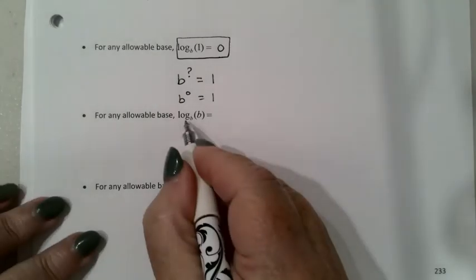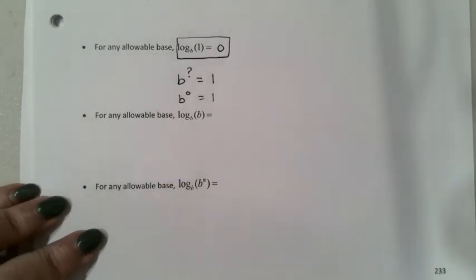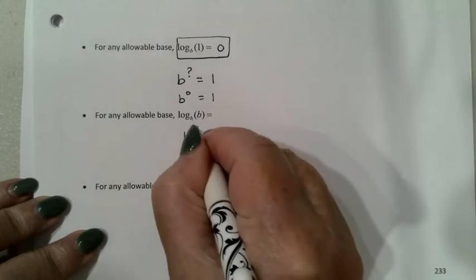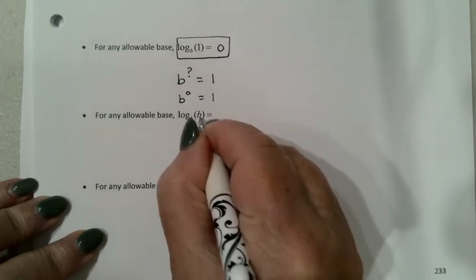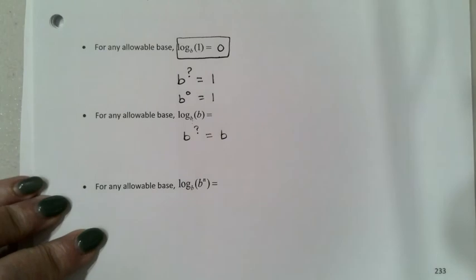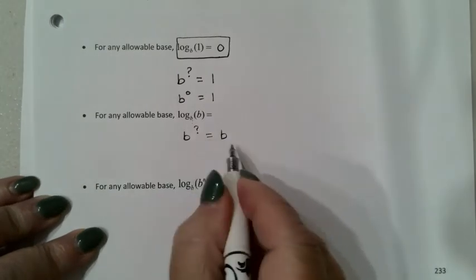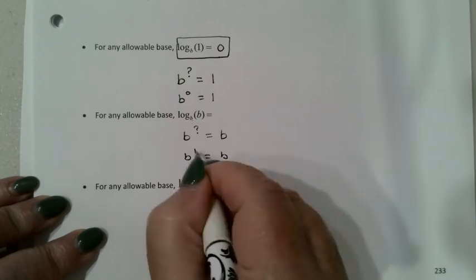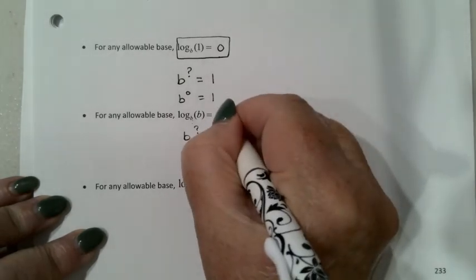All right, what about the log base b of b? Well, that's really saying with a base of b, what power would it take to get a result of b? That's just a first power. b to the first is b. So my exponent here would be 1.